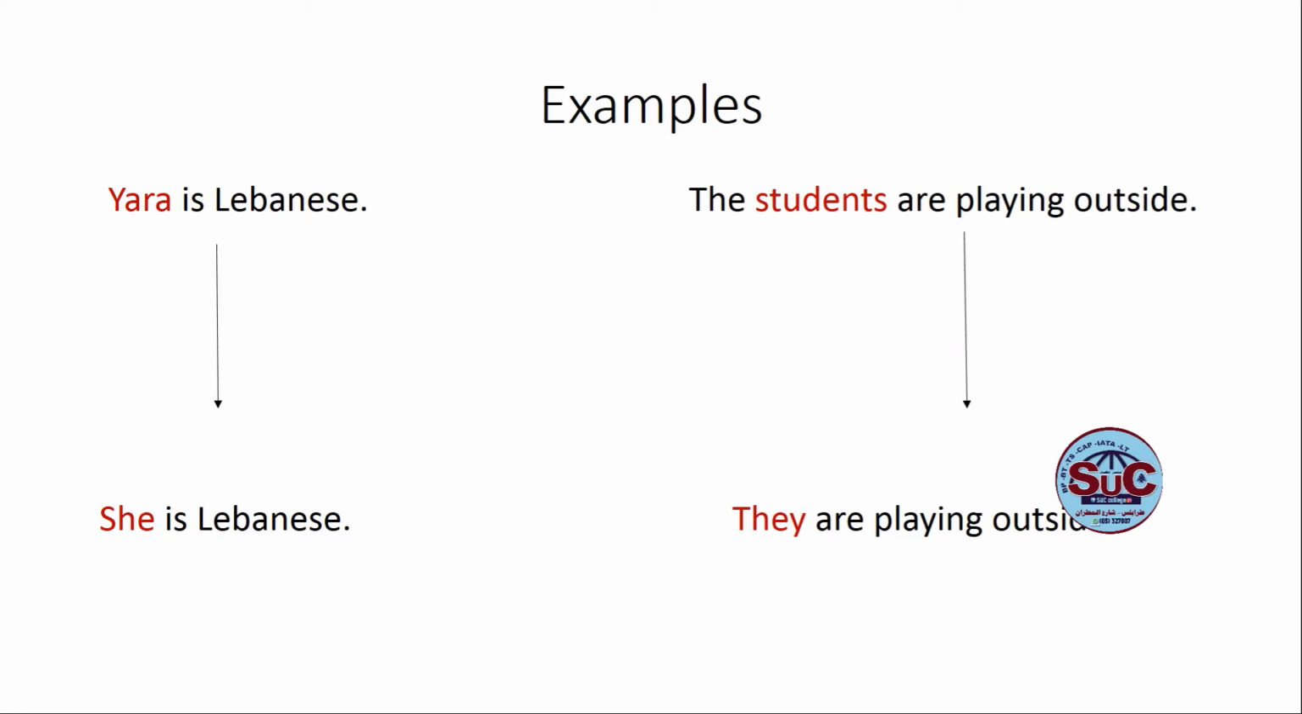As an example, Yara is Lebanese. Instead of Yara, I can replace it with she. It comes before the verb is, so I have to use the subjective pronoun. Another example, the students are playing outside. Instead of the students, because they refer to plural nouns, I have to replace it with a plural subjective pronoun, they.